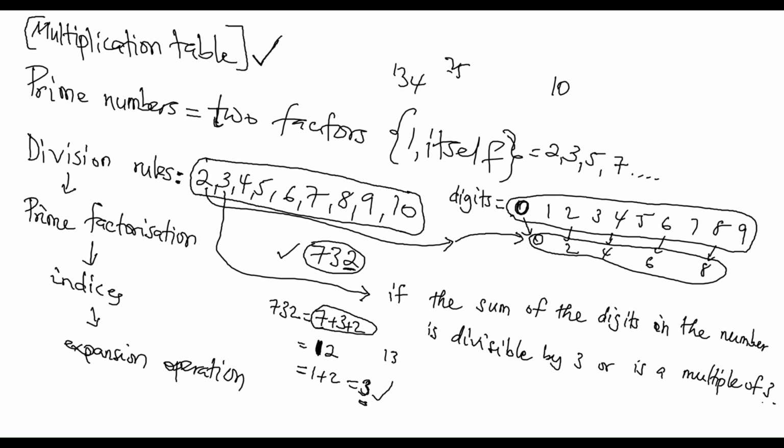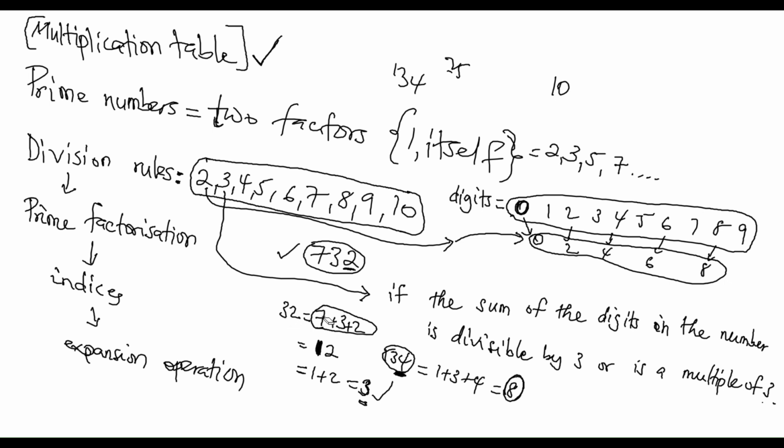If I have 134, and I add the digits 1 plus 3 plus 4, I'm going to get 8. And 8 is not divisible by 3, or it's not a multiple of 3. Therefore, the number 134 is not divisible by 3. But if you check for 2, the number ends with an even digit. The even digit here is 4. For that reason, it is divisible by 2, but it's not divisible by 3.